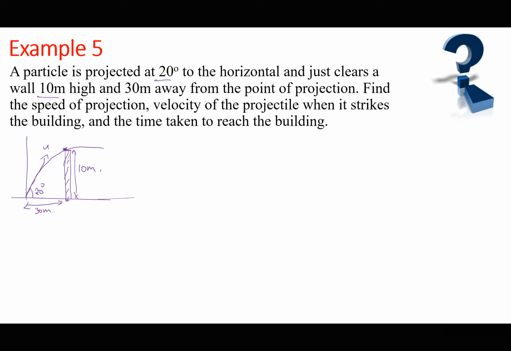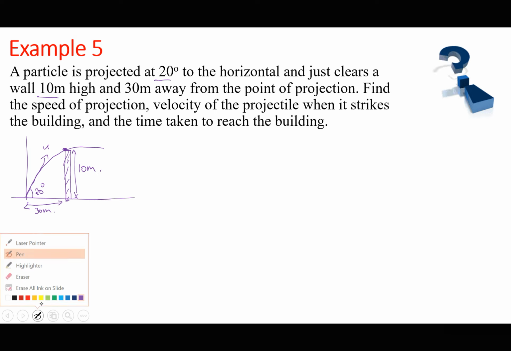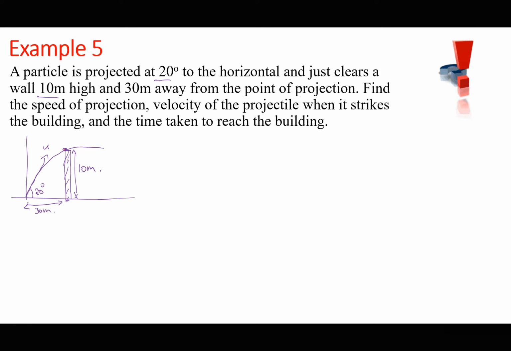Of course, at this point, the velocity has two components. I'll change the color for simplicity. It has a component in the horizontal and a component in the vertical. Then we are looking for the resultant at that point, which is going to be the square root of Vy squared plus Vx squared. Okay, so let's start with the initial velocity.